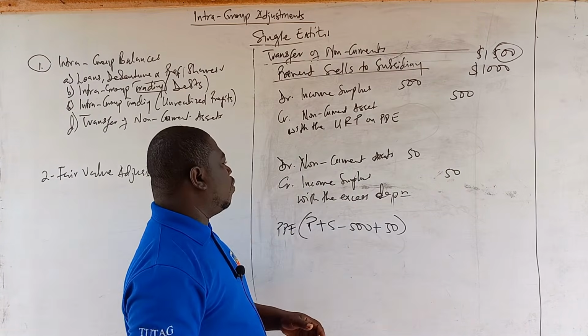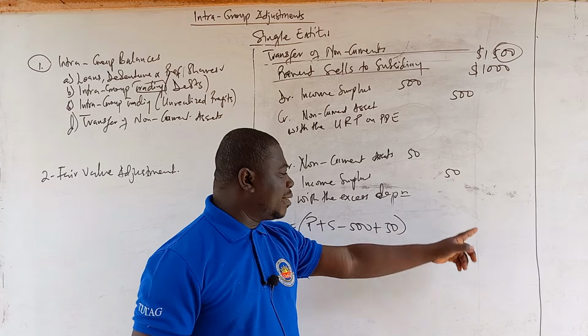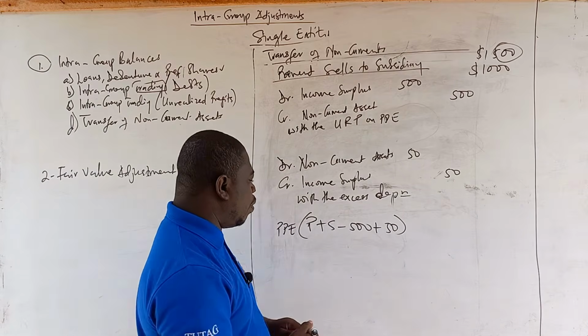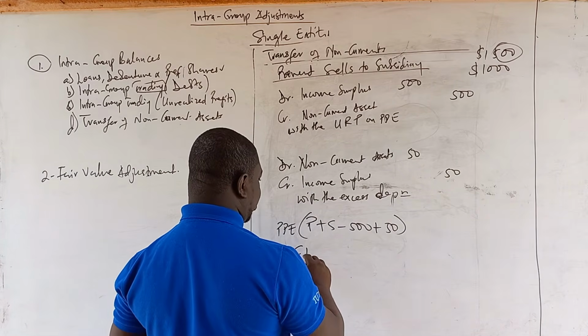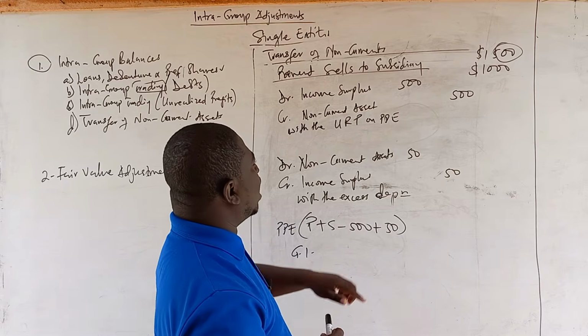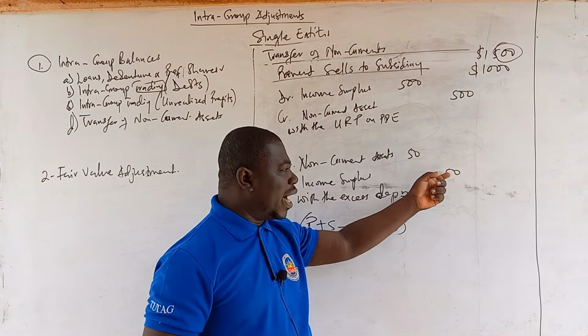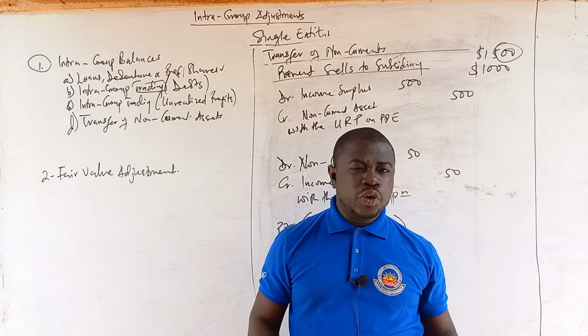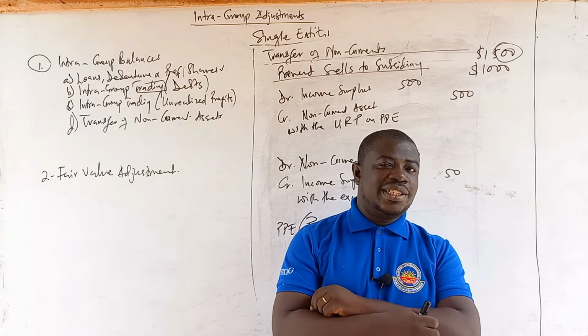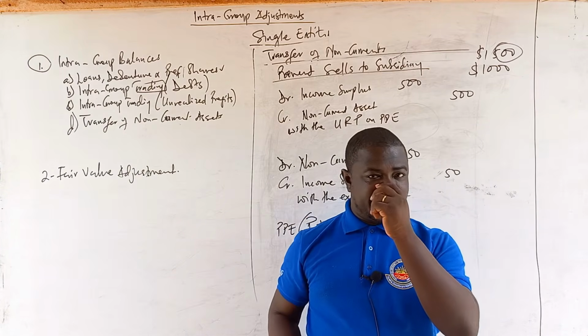And it means that when you are dealing with the excess depreciation in the group accounts, when you get to the group income surplus or the consolidated retained earnings, you subtract 500 and then you add 50. That is the meaning. So you are getting more and more adjustments on your consolidated statement of financial position.